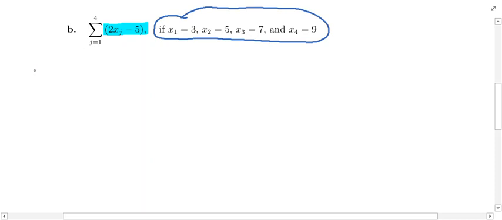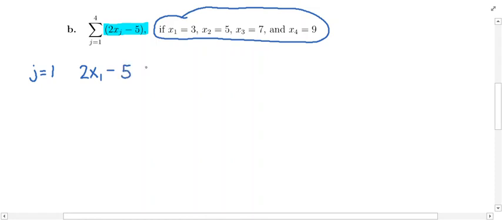We are going to start with j equals 1. So what we're going to do is go to our blue expression here. Everywhere you see a j, replace it with 1. So we're going to get 2 times x_j. j is the subscript on the x. So we're going to replace j with 1. So that means that we have 2 times x1 because j is the subscript on x. Then we have to continue. We have to write minus 5.